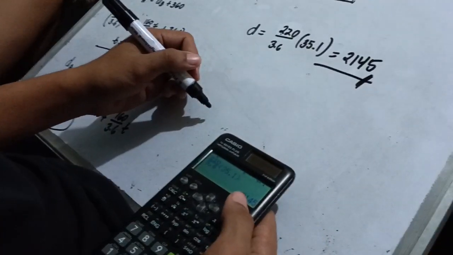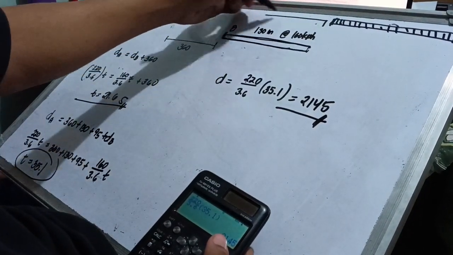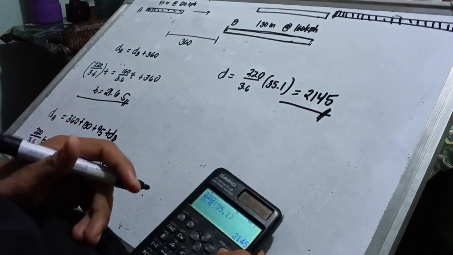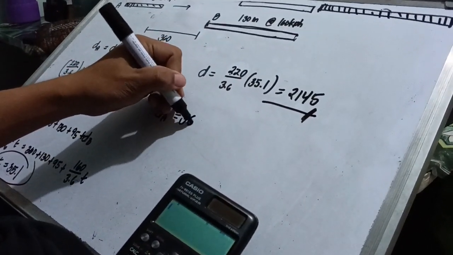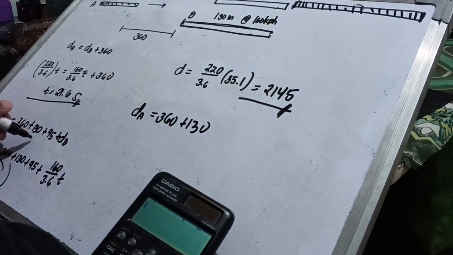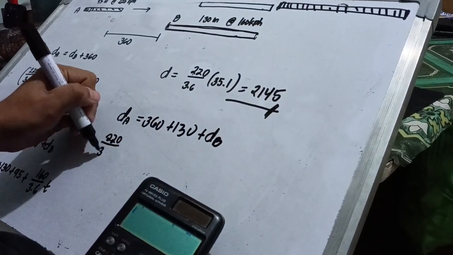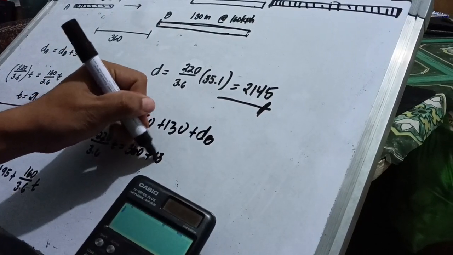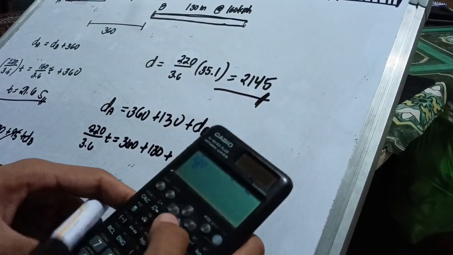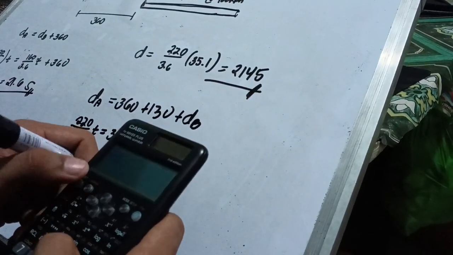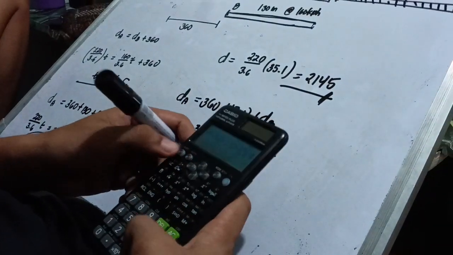What is the total distance traveled by the slower train until both their heads are abreast of each other? If they are abreast, they are level. So front to front, not end to end. They are only front to front. So in the analysis, the distance traveled by A equals 360 to close, plus this 130 length, plus the distance traveled by B. 220 over 3.6 times time equals 360 plus 130 plus 160 over 3.6 times time.